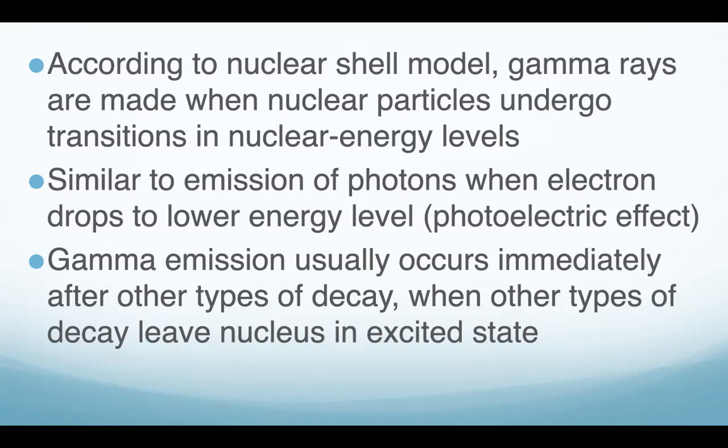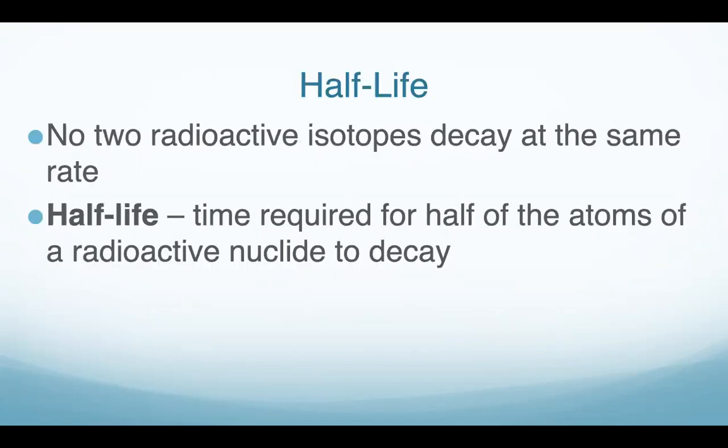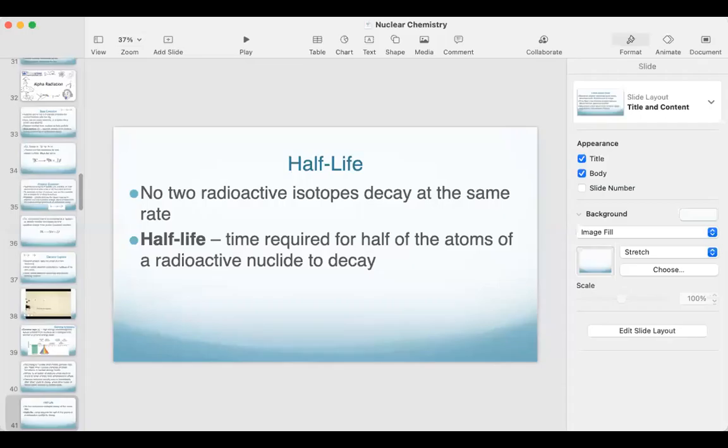If the nucleus is changing from a higher energy level to a lower energy level, it emits gamma rays, not photons. Gamma emission usually occurs immediately after other types of decay, when other types of decay leave the nucleus in an excited state. So this usually accompanies other types of decay. Okay.